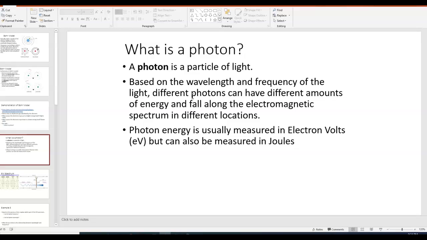In the past unit, when we talked about energy, we talked about joules. Now, it is possible to measure photon energy in joules.